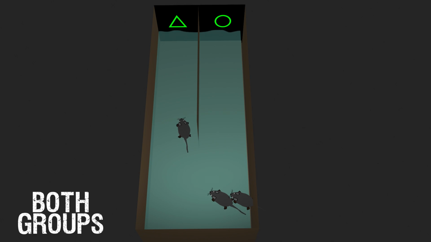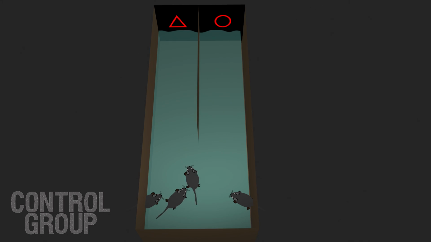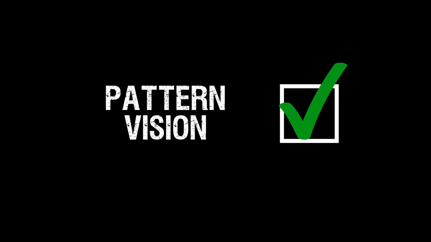Next, the mice were placed in a water maze and trained to associate triangles of green visible light with platforms they could stand on. When the triangle and circle were illuminated by infrared light, the normal mice chose their path at random, but the injected mice reliably chose the path with the triangle at the end. Their infrared vision capabilities clearly allowed them to distinguish between shapes.